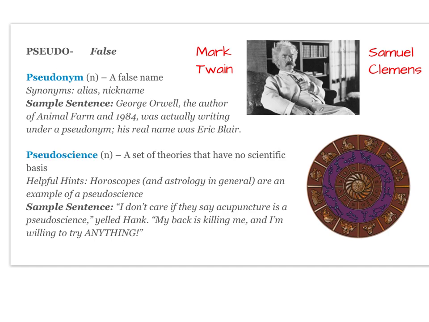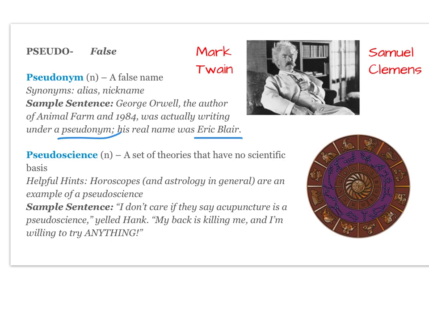Pseudo means false, and a pseudonym is a false name. So Mark Twain, who's a very famous author, for example, actually used a pseudonym. His given name was Samuel Clemens. And your sample sentence is about George Orwell, who wrote under a pseudonym. His real name was Eric Blair, not George Orwell. So authors will often use pseudonyms. You might also use a pseudonym if you were trying to commit crimes or go into hiding.